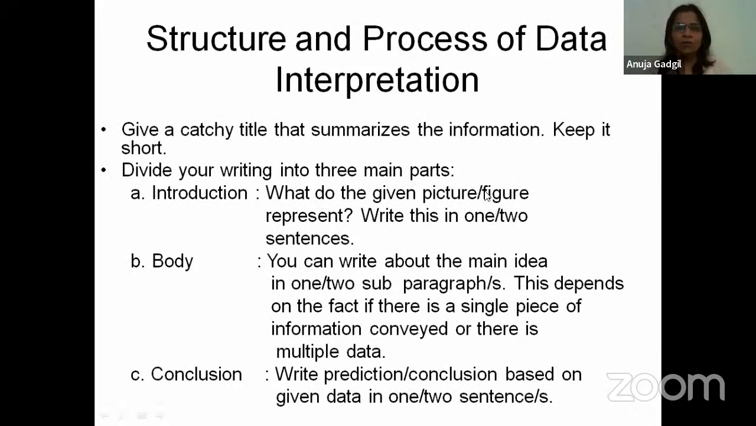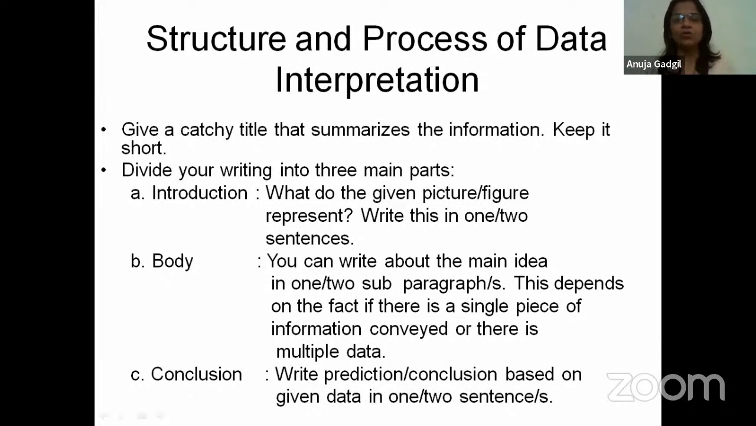So how do we structure and process the data? Whenever you see a pie chart, a bar graph, a tree diagram, a table, or a flow chart, and somebody asks you to write all that information in words, you have to learn the art of understanding it first. So read, study that whole thing, and then think what title you could give it. If you want to give it a thought later, you can keep the space blank and write the title later.